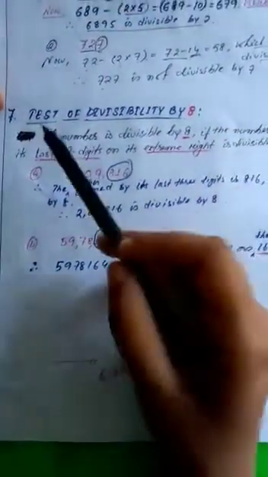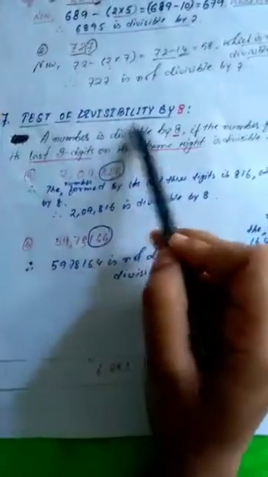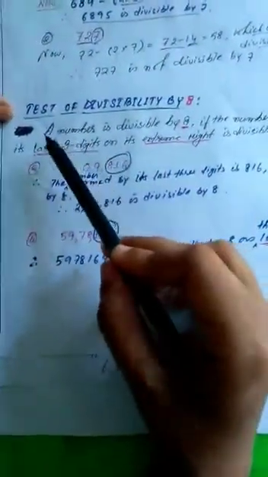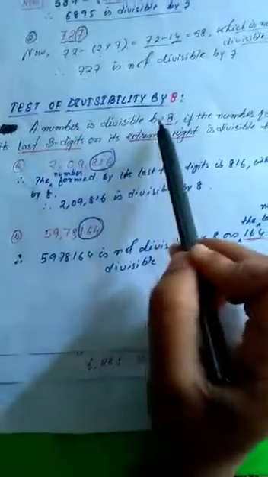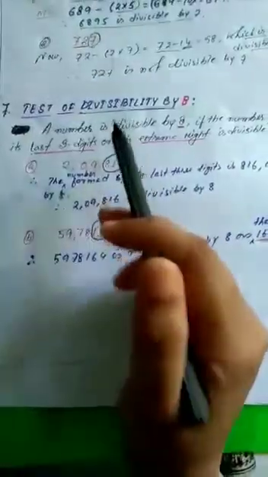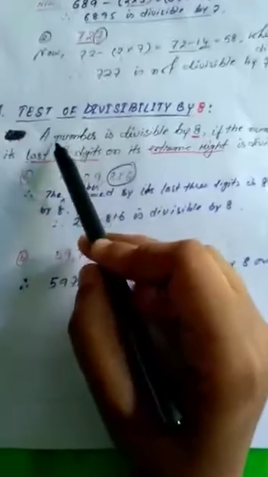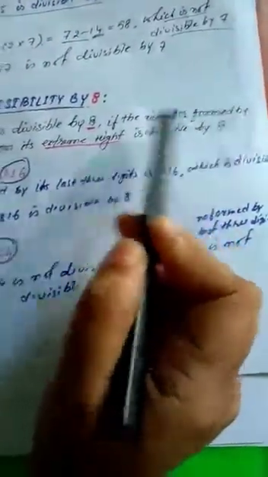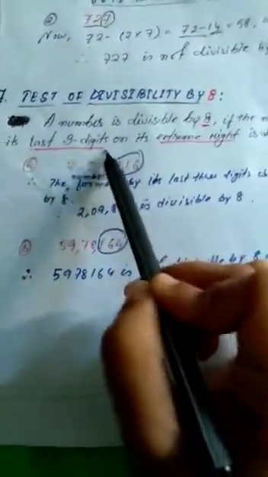Now move to the next, that is test of divisibility by 8. So how can we check it? See here, a number is divisible by 8 if the number formed by its last 3 digits on its extreme right is divisible by 8.